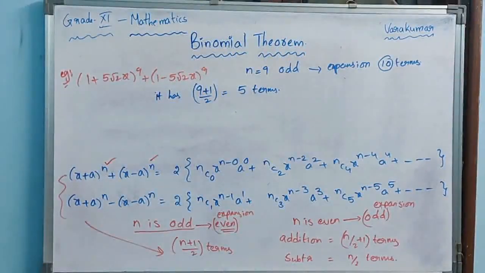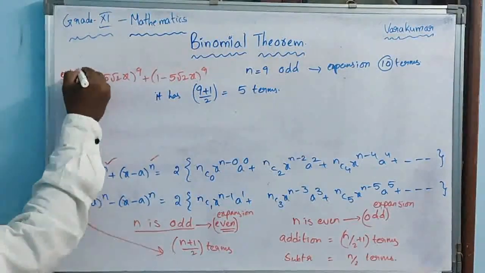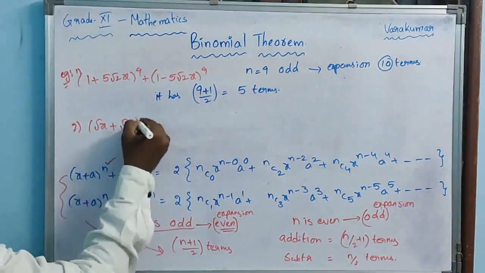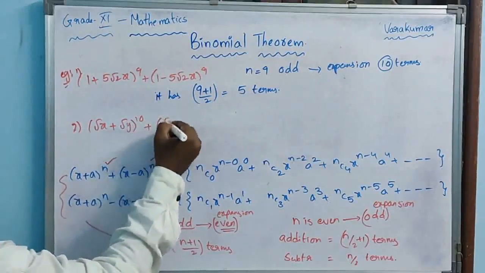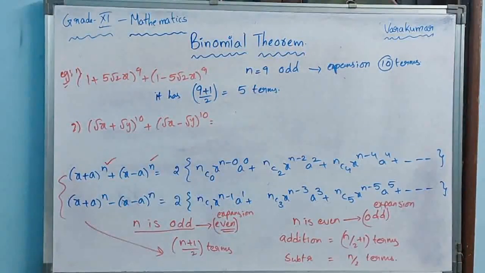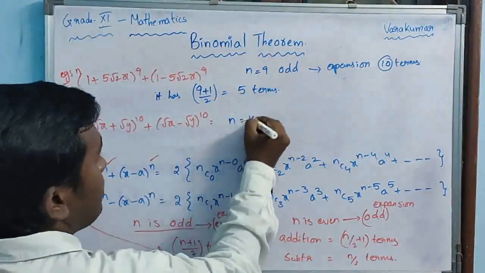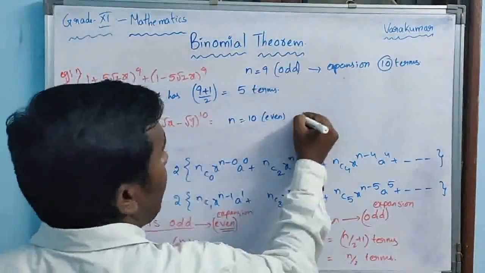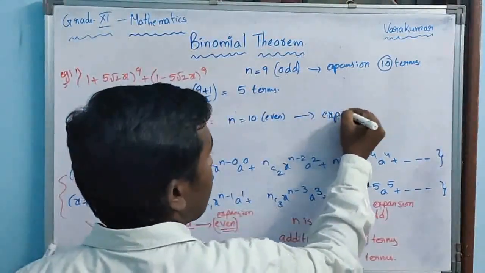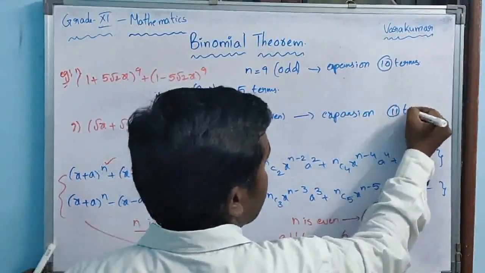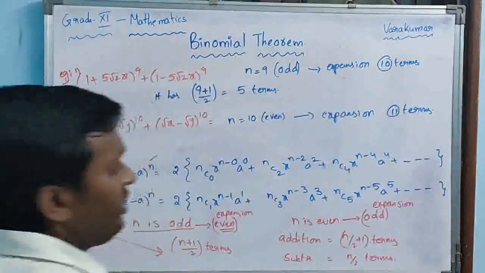Okay, next one more question. Question number 2. (√x + √y)^10 and (√x − √y)^10. So here, n is equal to 10, which is even. And in the expansion, it has 11 terms. Am I right? 11 terms.